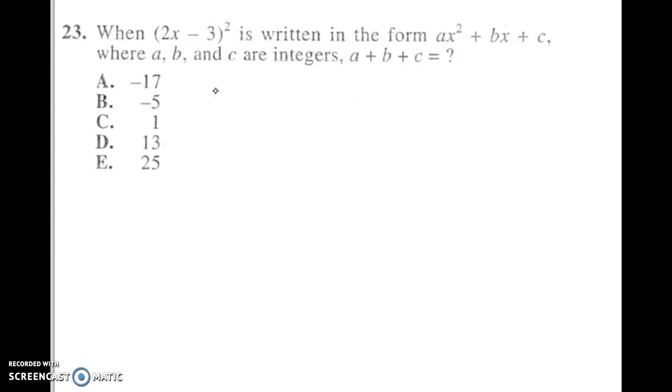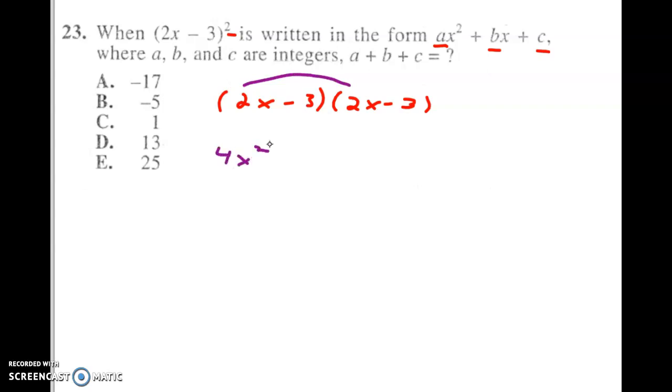This first one I think we maybe talked a little bit about in class, but we have to write it in this form where you have A, B, and C. And so basically to do that, you have to FOIL. So if you look at this little square here, it means we have two of those. So write two little binomials and then just do your FOIL process. If we do that real quick, multiply those: 4x squared minus 6x minus another 6x and then plus 9.